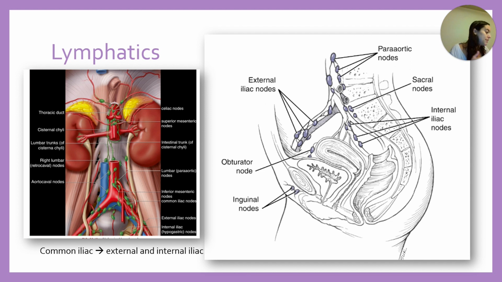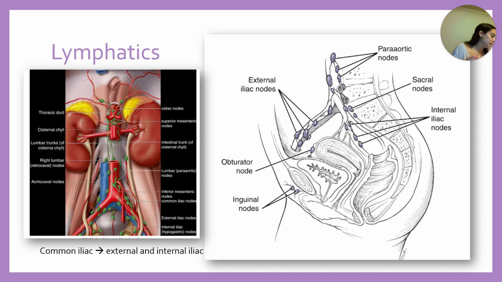The other point I wanted to mention was, so your common iliac nodes, like I said, at the level of L4, these help drain your bladder, your prostate, the cervix, and the vagina. So just like the abdominal lymph nodes help drain abdominal structures, the pelvic lymph nodes start draining the structures that are down deeper into the pelvis.